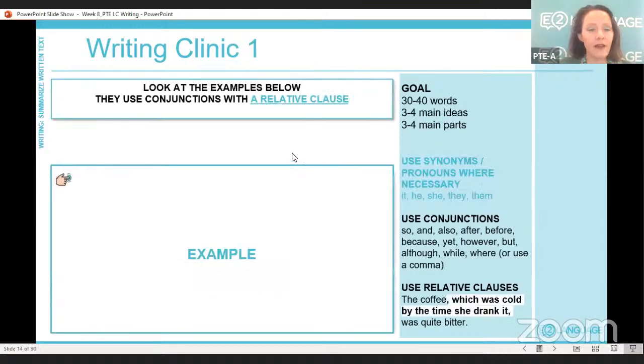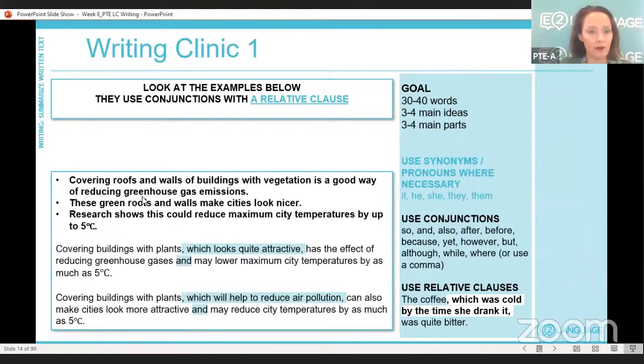All right, so let's have a look at some because they're not so easy. For some people they are because they understand how to use relative clauses, but for others it takes a bit of work. So let's see what we've got. So covering buildings with plants, which looks quite attractive. Notice how I've reworded this sentence and I've said which looks quite attractive. When I say which, it means the buildings, but I don't need to repeat that because I've already said it here. So this kind of design, covering buildings with plants, this looks attractive.